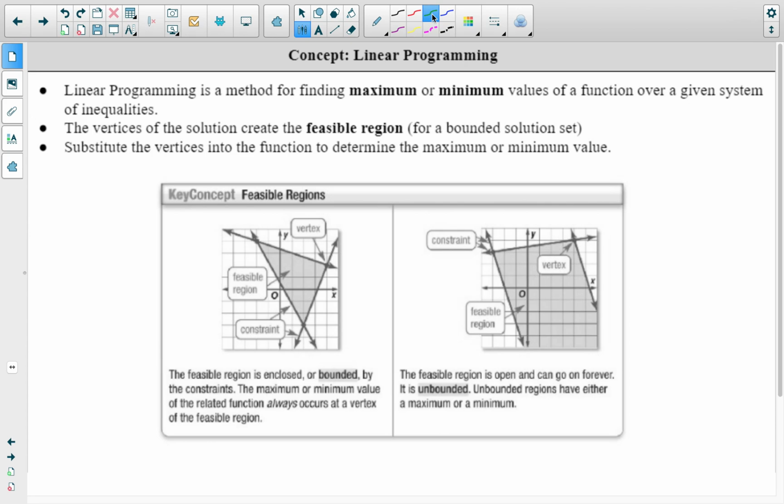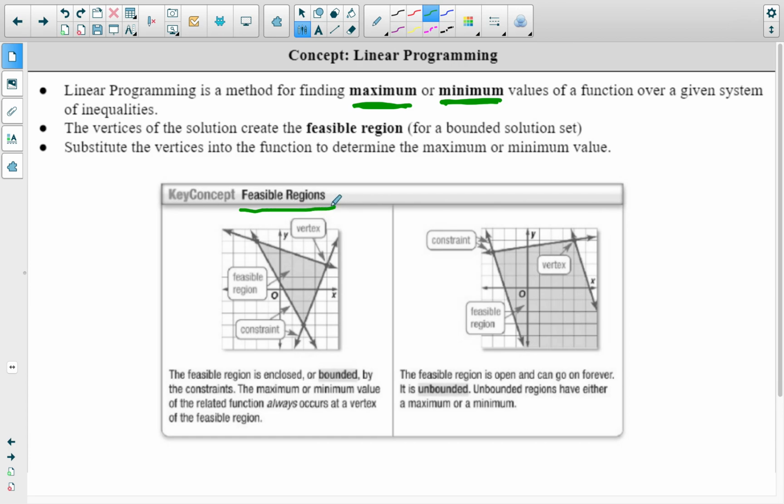Okay, linear programming is a method for finding maximum or minimum values of a function over a given system of inequalities. So what's going to happen is we're going to graph usually at least 2 or 3 inequalities in a coordinate plane, and it's going to create a section that overlaps. Sometimes that will be a bounded section like this triangle on the left, and sometimes it'll be unbounded. See how there's an inequality up top and left and right, but then down here it just keeps going on forever and ever. So this shaded region is what we call a feasible region.